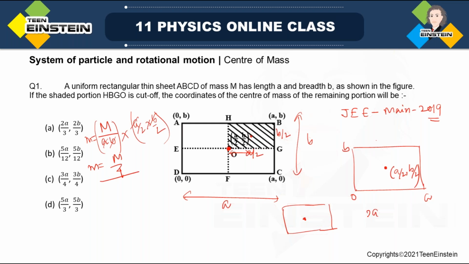So A by 2 plus A by 4, then only you will get the coordinate for this. You get 3A by 4. Similarly, in the y direction, this will be 3B by 4. So this is the coordinate of center of mass only for this particular portion, only for the shaded region. I'll just tell you.